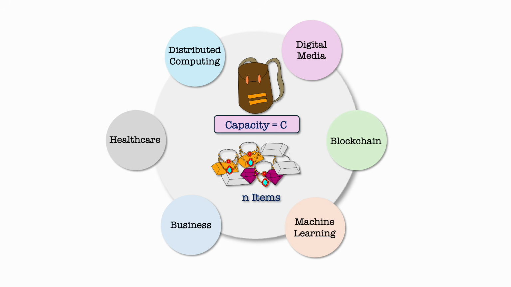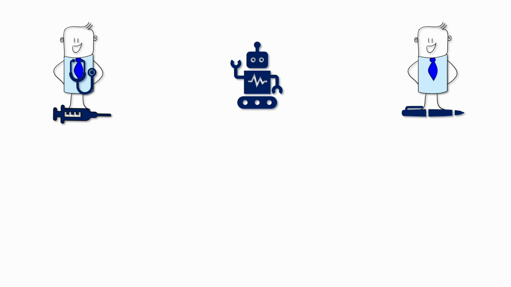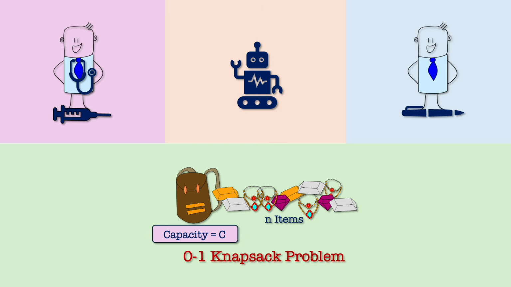It guides us on when to use greedy methods, when to rely on dynamic programming, and when to turn to approximations. So, the next time you see a doctor deciding on tests, an AI model deciding on features, or a magazine deciding on ads, remember there's a zero one knapsack problem behind the scenes. And that is why, even decades later, the zero one knapsack problem remains one of the most relevant and fascinating problems in computer science.